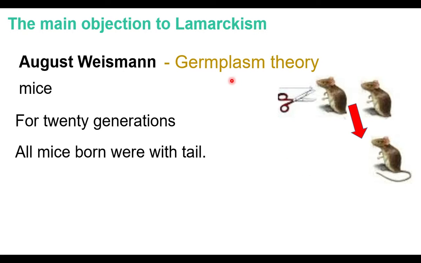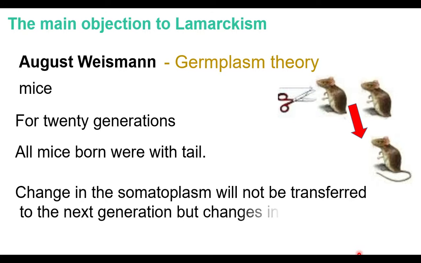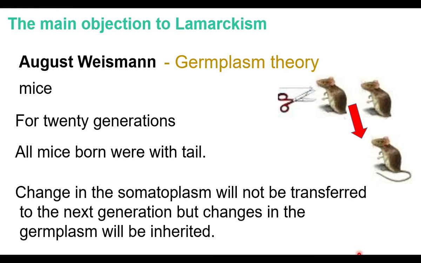Germplasm is the opposite of somatoplasm. Somatoplasm, body cells or body characters. Germplasm, reproductive cells. Changes in the body cells are not inherited. Changes in the germplasm, that is reproductive cells, are inherited. Change in the somatoplasm will not be transferred to the next generation, but changes in the germplasm will be inherited. This is germplasm theory. So August Weismann conducted an experiment and disproved the theory of inheritance of acquired characters.